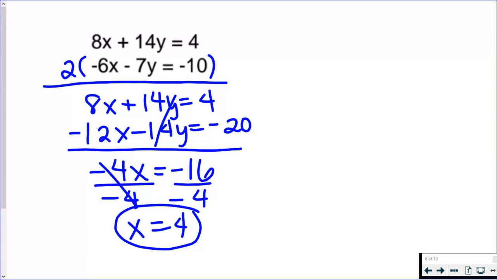So I've got my x value. Now I need to plug it back in to find my y value. Now it doesn't matter which equation you use. I like to go with the one with the smaller numbers that I can do in my head more easily. So I'm going to use that second equation. I'm going to use the equation before I multiplied by 2, but if you really wanted to, you could use the new equation after multiplying by 2.